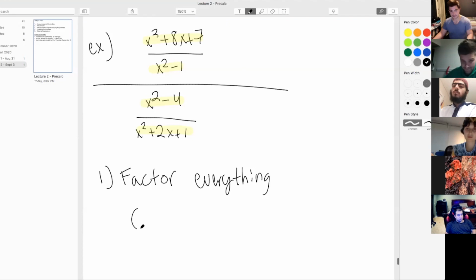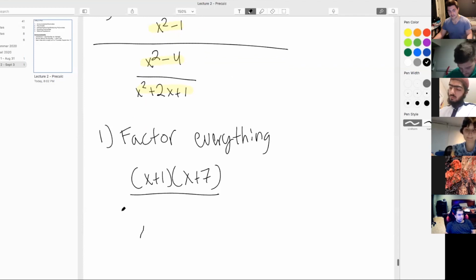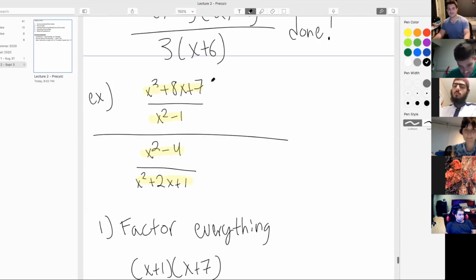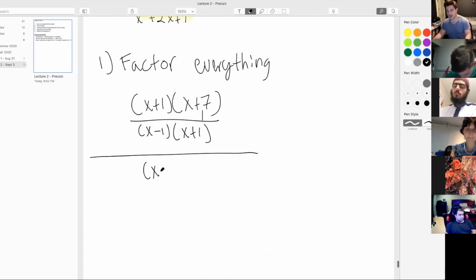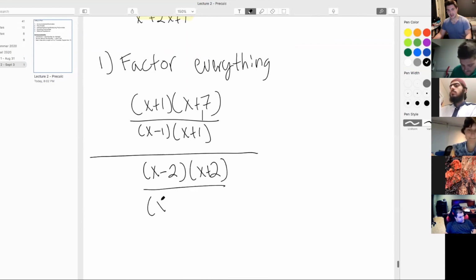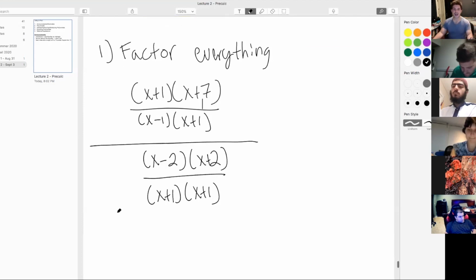You're going to get x plus 1 multiplied by x plus 7 divided by x minus 1 times x plus 1, then a big fraction bar. That was the top fraction that I just factored. Next we'll have x minus 2 multiplied by x plus 2, divided by x plus 1 times x plus 1. Okay, that was the result of factoring everything.